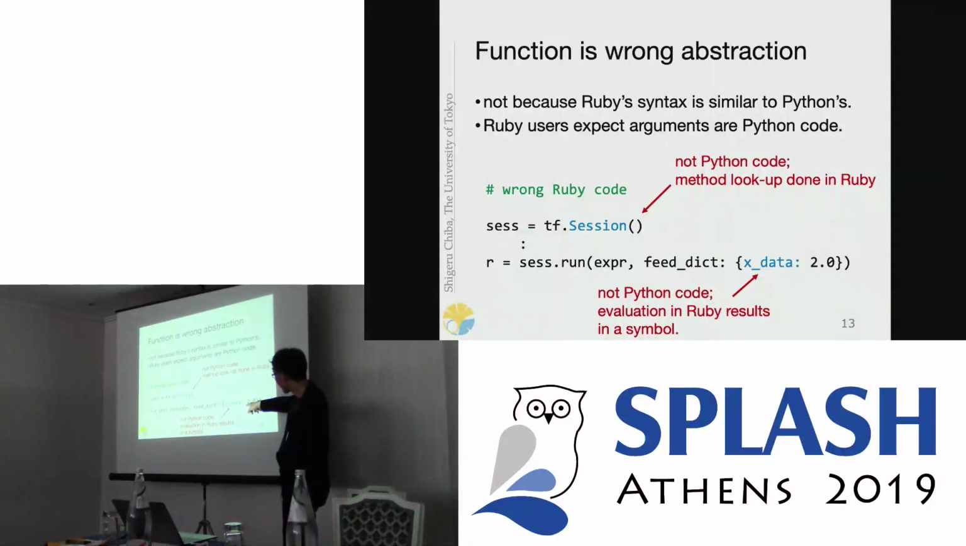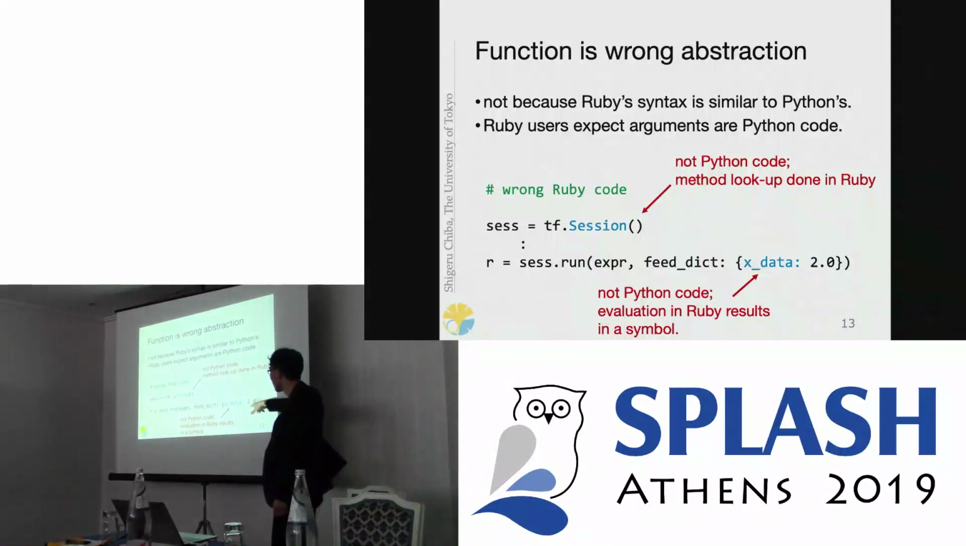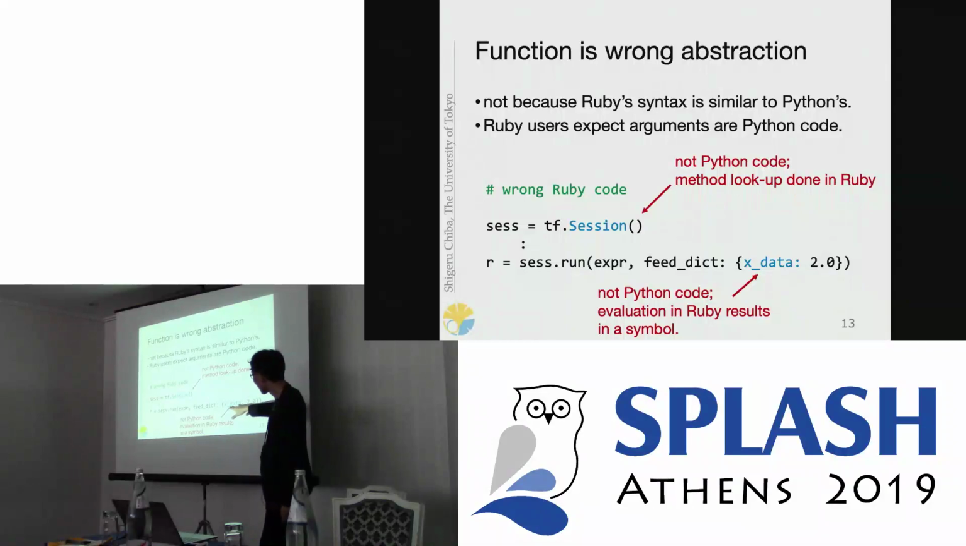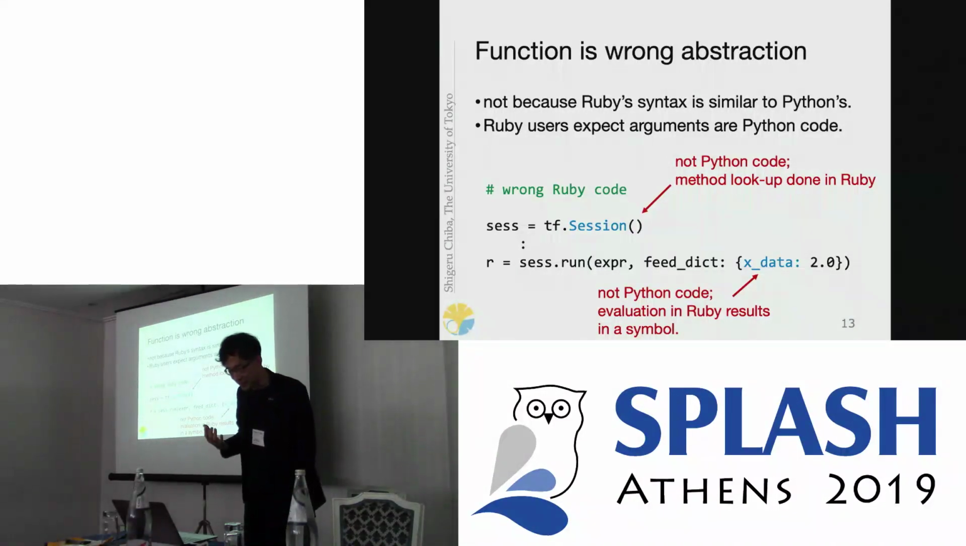Same for this. I copied this whole statement from a Python tutorial, so I suppose this is also Python code. But because the argument is not a part of the function call, this argument expression is evaluated in Ruby, in the context of Ruby. And it results in a symbol.